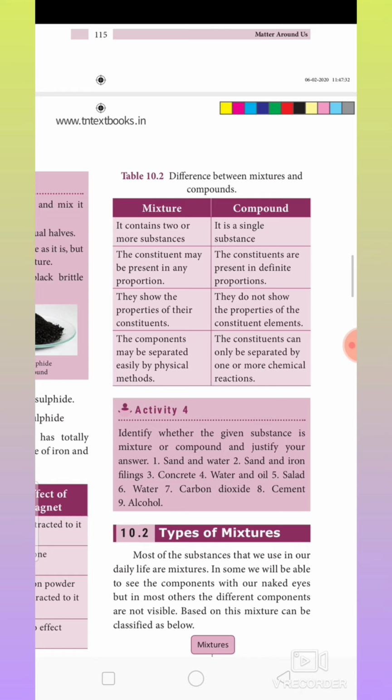The mixture shows the properties of its constituents. In a compound, they do not show the properties of the constituent elements because it is a new product. It has its own property. The constituents of a mixture may be separated easily by physical methods. The constituents of a compound can only be separated by one or more chemical reactions. So you cannot separate them physically if it is a compound.